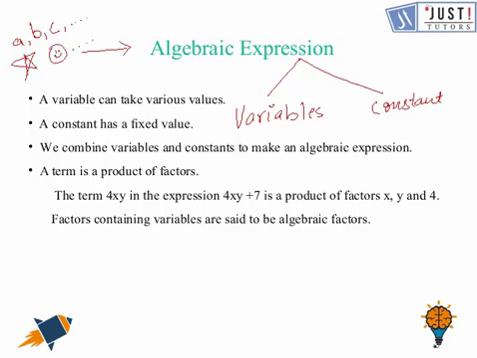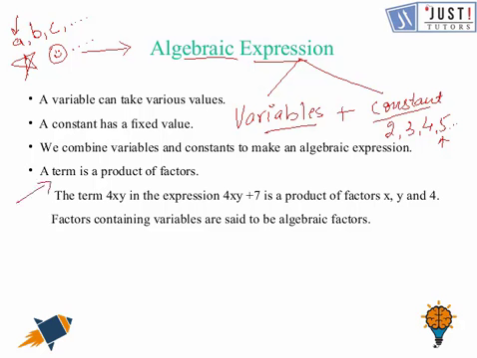And the constants are the fixed values, like 2, 3, 4, 5 and so on, because 5 means 5, whereas here A can take any value. That is why we call letters variables, and constants are the fixed values. The combination of variables and constants gives us an algebraic expression.